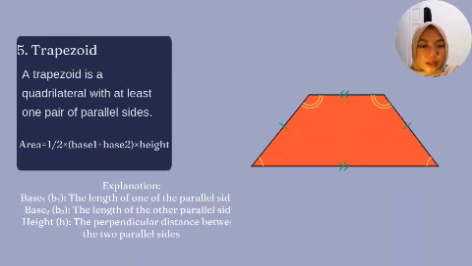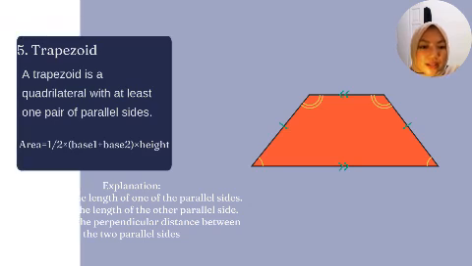The fifth is the trapezoid. A trapezoid is a quadrilateral with at least one pair of parallel sides. For the formula, area equals 1/2 times base 1 plus base 2 times height. For the explanation, base 1, or b1, is the length of one of the parallel sides. Base 2, or b2, is the length of the other parallel side. And height, or h, is the perpendicular distance between the two parallel sides.